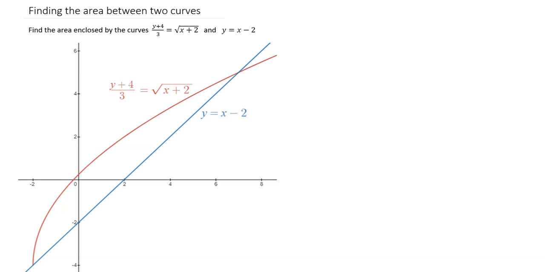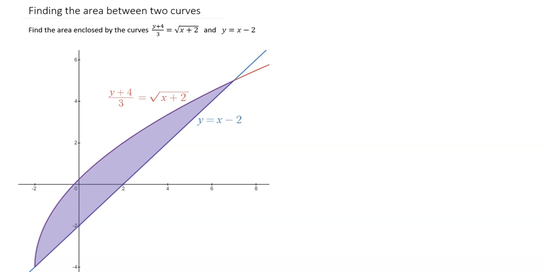We're going to look at how to find the area between two curves, and we're going to do it with this particular example, where we have the red curve, (y + 4)/3 = the square root of (x + 2), and the blue linear function, y = x - 2. So we can see that enclosed area here in purple.